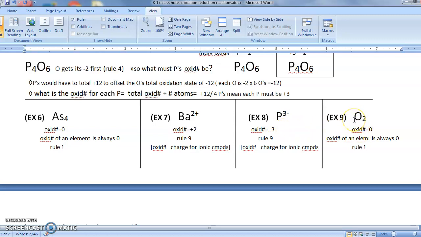Here we have elemental oxygen, O2. This is not the peroxide ion because there's no 2- there. This is just elemental oxygen. When an atom is in its elemental form, its oxidation number is 0.